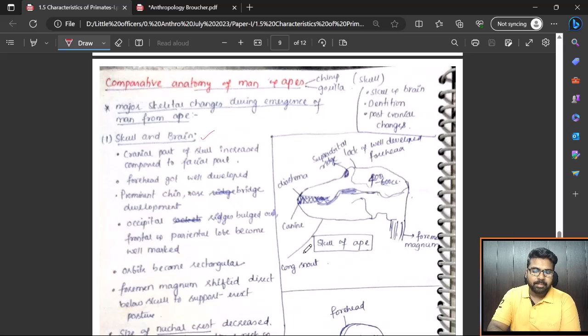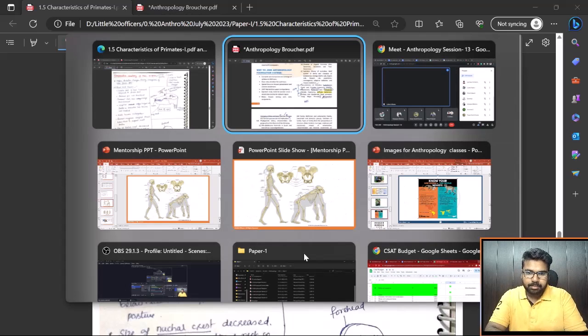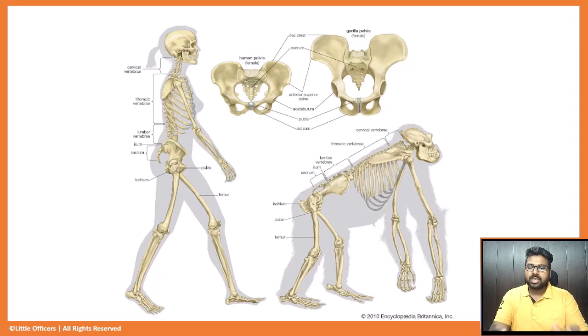Let's discuss this comparative anatomy of the man and ape through the images. Okay, I hope this image is also clear. What we wanted to discuss is how this, that is an ape, turned into this, and what are the bodily changes that have happened.